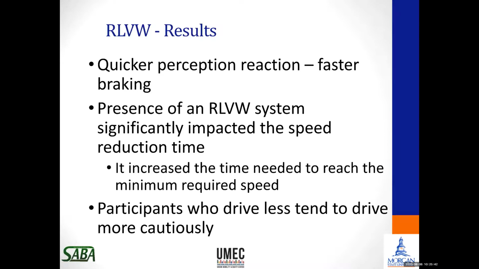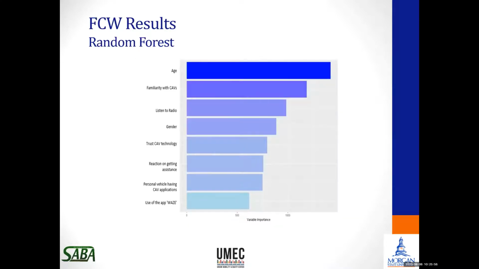So smoother braking maneuver and less aggressive deceleration rate, which supports the hypothesis that red light violation warning is an effective system. Then we go to forward collision results.